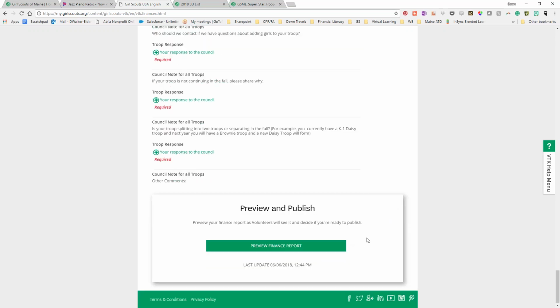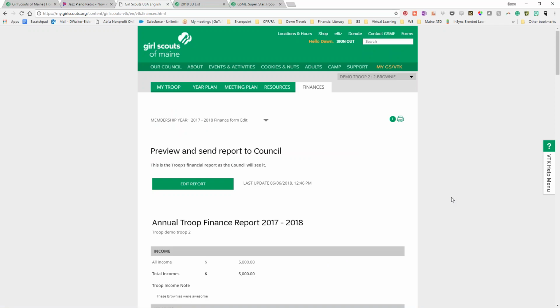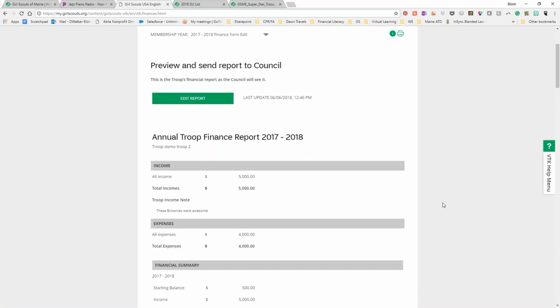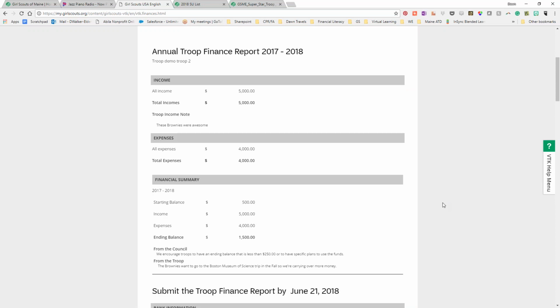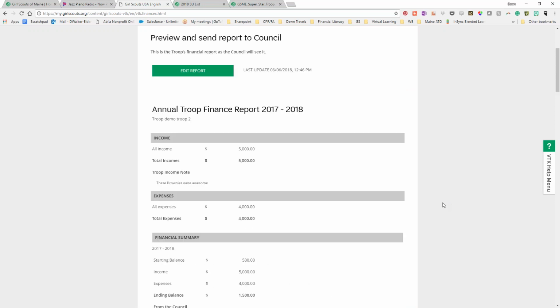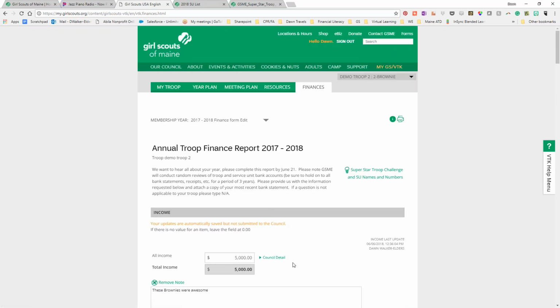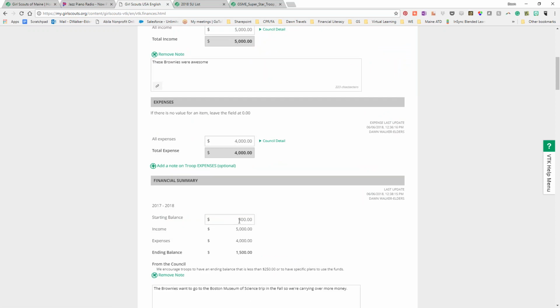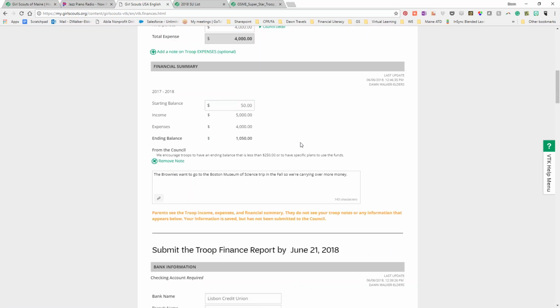And as we get to the bottom of this, you can see here, you can preview your finance report and see what you have put in and make sure that it's the correct information. And you can go back and edit the report if you need to. Oopsie, we didn't start with 500. We only started with 50. So that changes the balances and everything, which might make things match up.